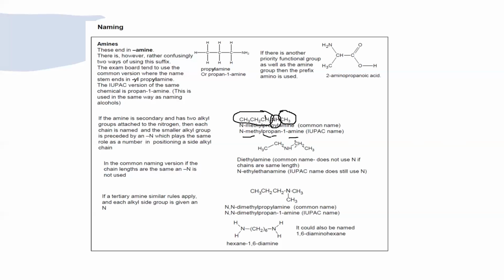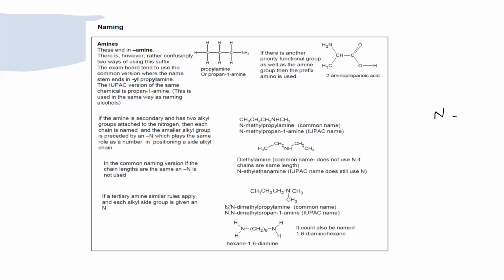And in this case, because we have both identical, so it is N-ethyl and amine. Because both are identical, one I consider as a branch, another one I will consider as a chain. Is it clear? And the last one is about the tertiary, in which all of the hydrogen are replaced by alkyl groups.